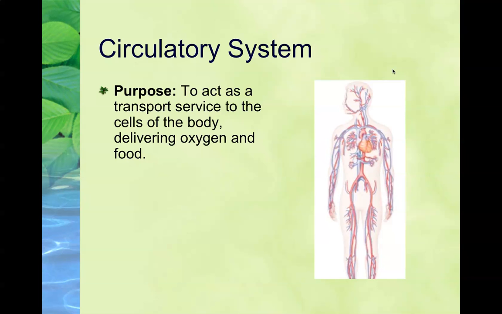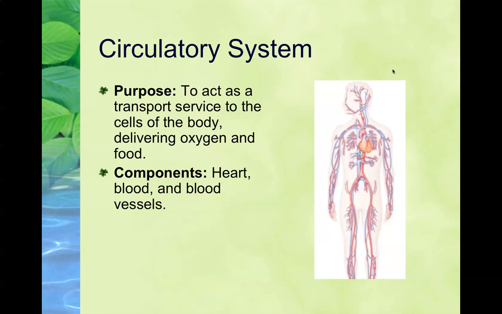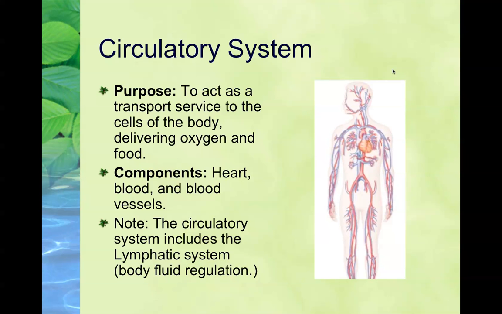So the circulatory system has a variety of functions, but ultimately its job is to provide oxygen and take away waste. Of course, the heart is probably the single most common part of the circulatory system because that's what we think of the most. But the blood and the blood vessels also make up that system. Now, it is important to note that the circulatory system also includes the lymphatic system, which we won't talk about in great detail here, but the lymphatic system is basically our body's fluid regulation system.